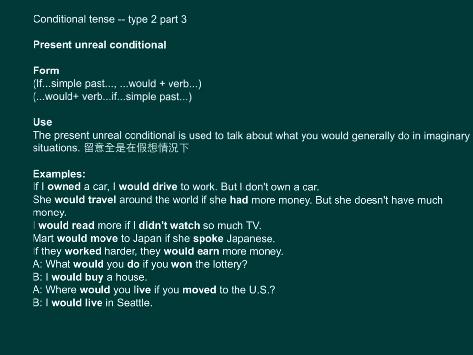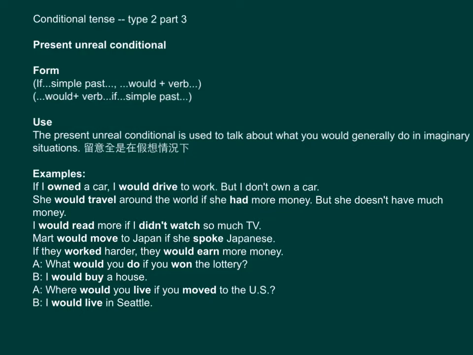Examples: If I owned a car, I would drive to work, but I don't own a car. She would travel around the world if she had more money, but she doesn't have much money. I would read more if I didn't watch so much TV. Mary would move to Japan if she spoke Japanese. If they worked harder, they would earn more money.